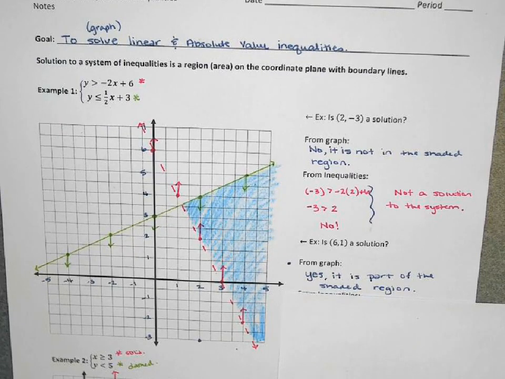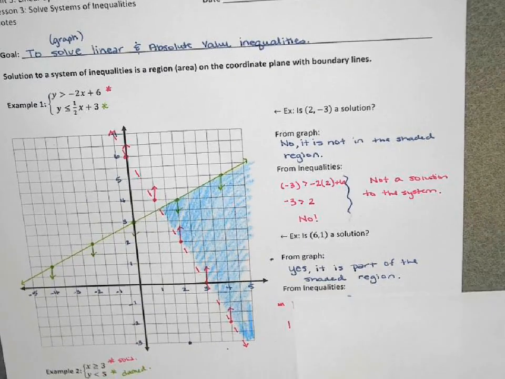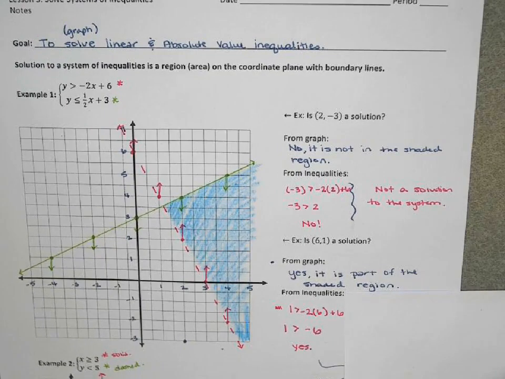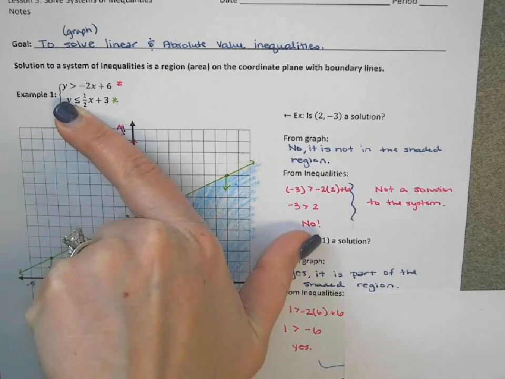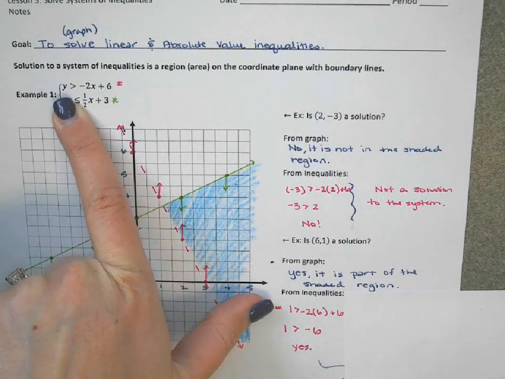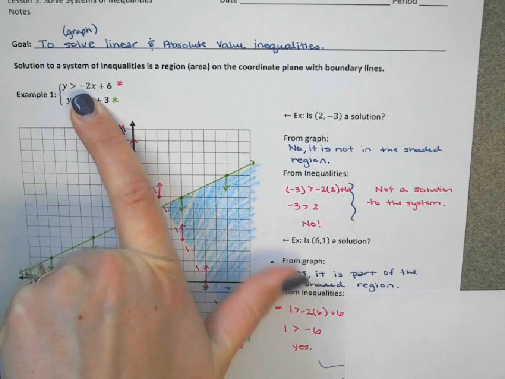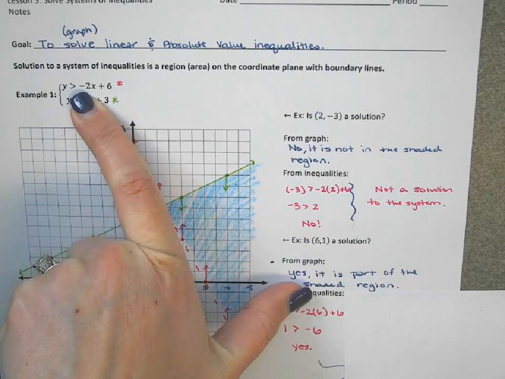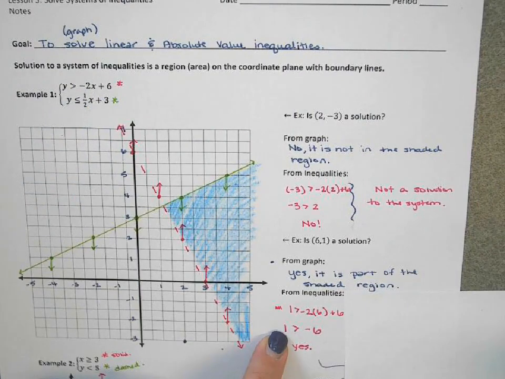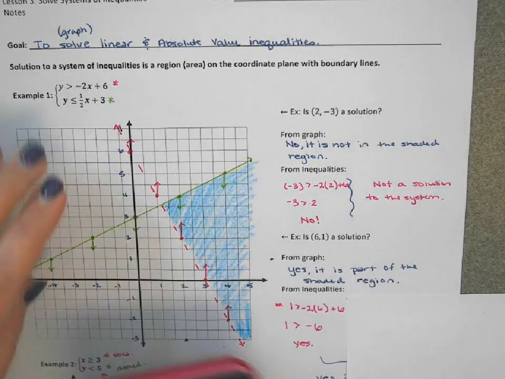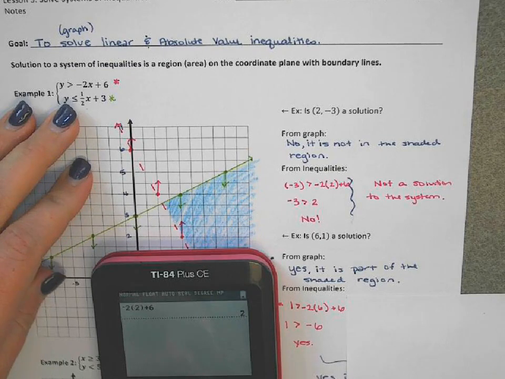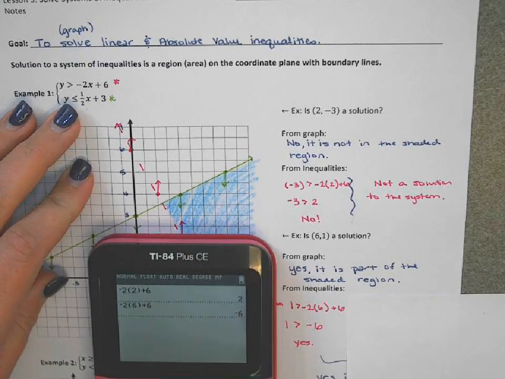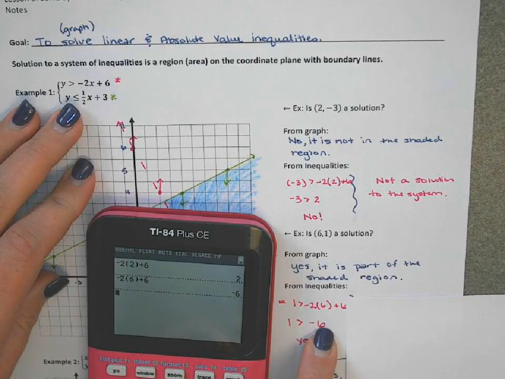When you go to test this with the inequalities, you go ahead and plug it into the pink one first. So our y was 1 is greater than -2 times our x. Our x on the point we're testing is 6, plus 6. So again, the left side there's nothing to simplify, but on the right side we're just going to type that into our calculator. -2 times 6 plus 6. And we get negative 6. So is 1 bigger than negative 6?